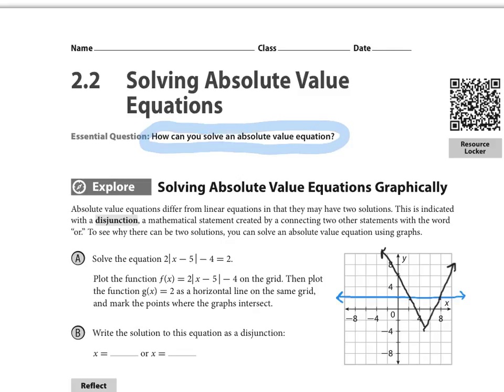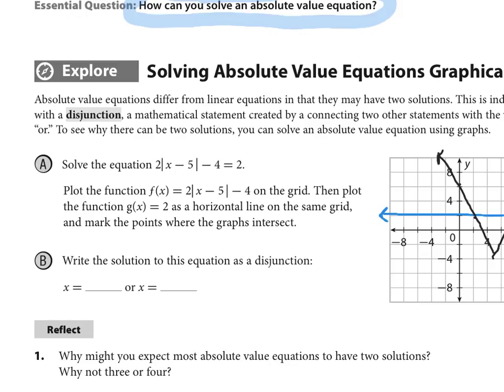There are actually two different ways that you can solve an absolute value equation. One is by graphing, and the other is algebraically. I'm going to show you how to solve really any equation graphically. Solving absolute value equations differs a little bit from linear equations in that they have two solutions. So absolute value equations typically have two solutions. If you think back to studying quadratic equations last year, you recall that commonly they have two solutions as well.